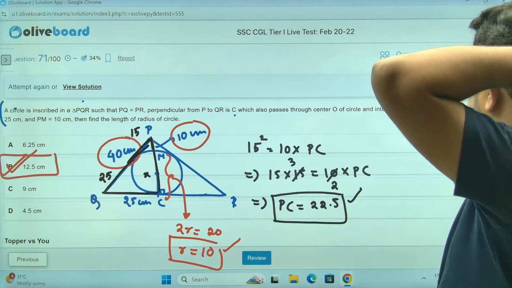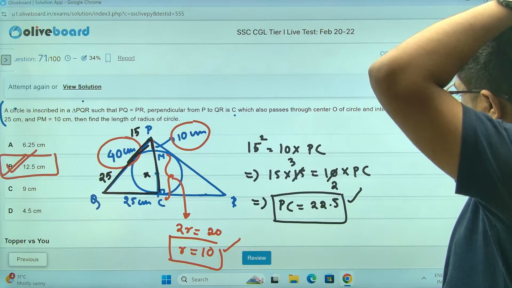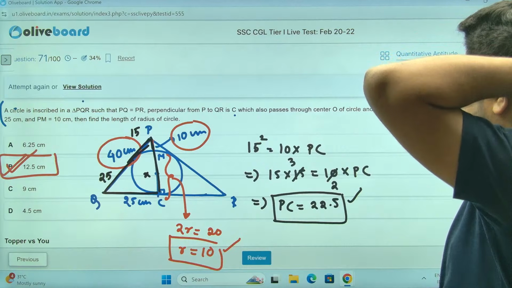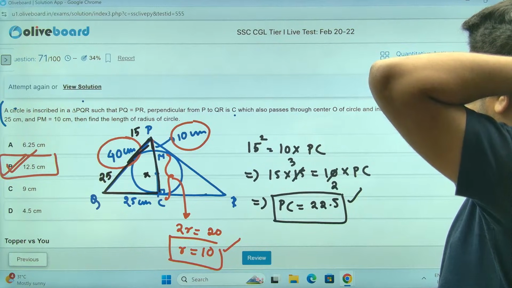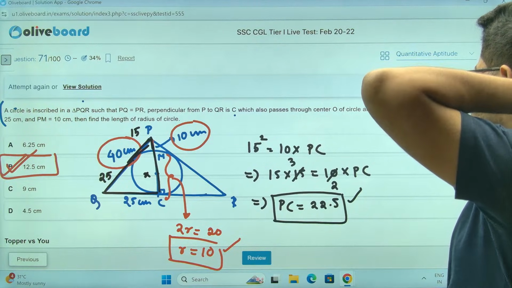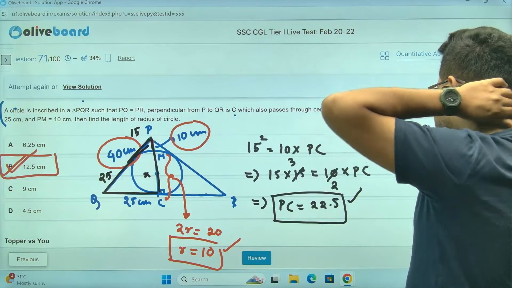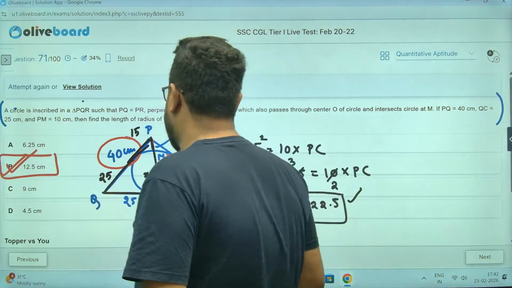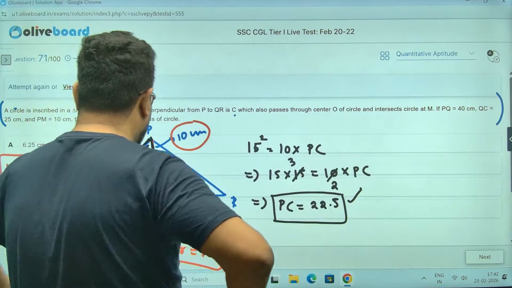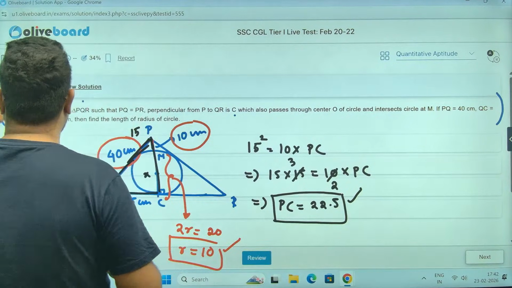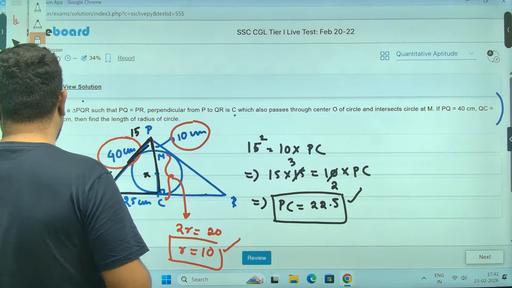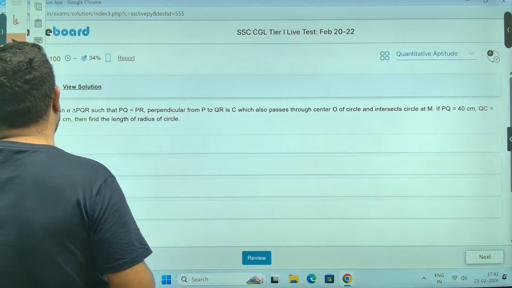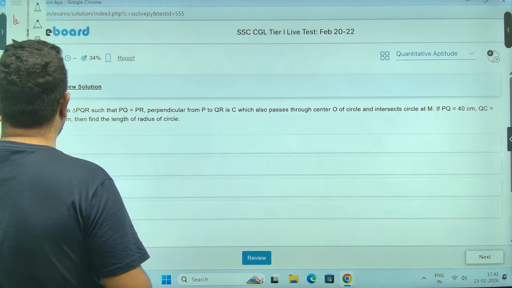One second. 5 2s, 5 3s. PM into PC. PM is 10, PC is this. No, this is 6.25 I'll get here. So PC is 22.5, if I'm getting that. So this is not going to be the answer. Something is wrong in the Pythagoras. Mistake.